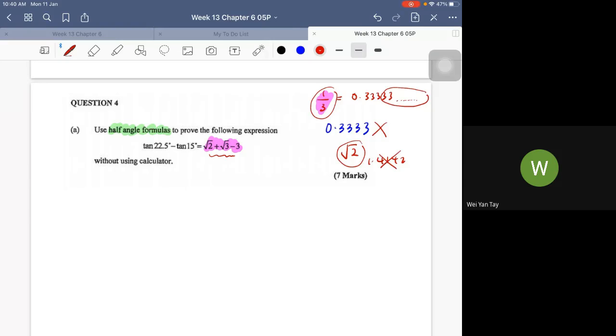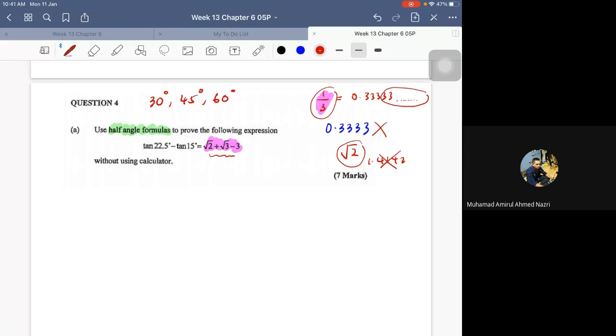15, 45, 60. Okay, dia bukan 15, dia 30. Dia 30, but the rest is correct. Dia adalah 45 and the third one is going to be 60.